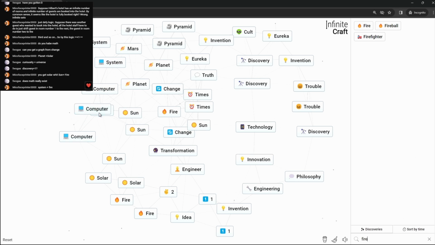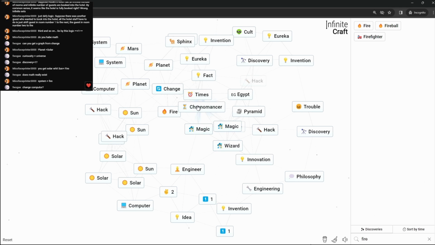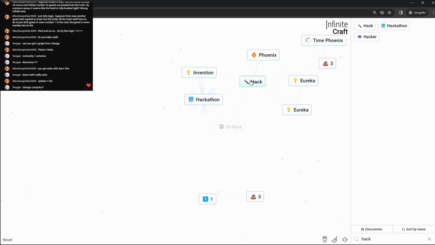Computer. Computer plus fire. A hack. Hack fire. Hacker. Technology hack. Discovery hacker. And truth. WikiLeaks. I don't know what I'm making. I'm gonna be honest. I just made a time phoenix. This is our new mascot for this run. A time phoenix. Hackathon, Hackvention, Hack in a Hackvention, Phoenix in a Hackvention, Hack Phoenix?